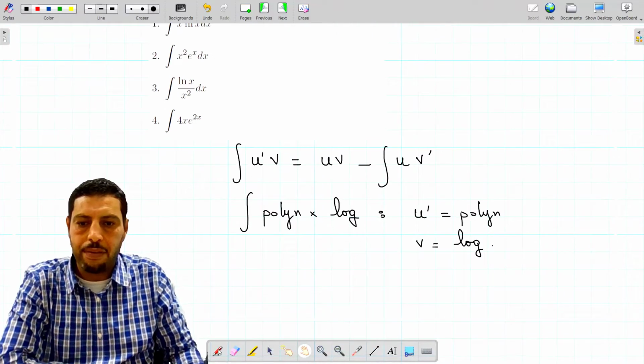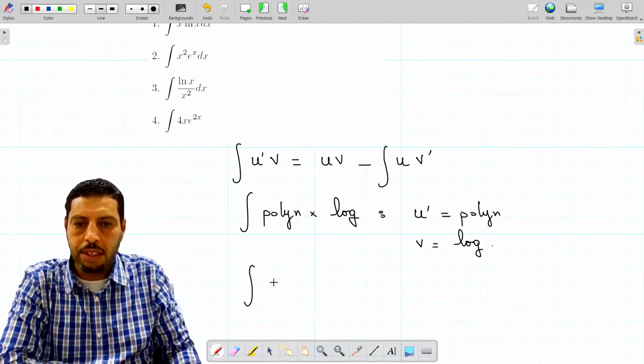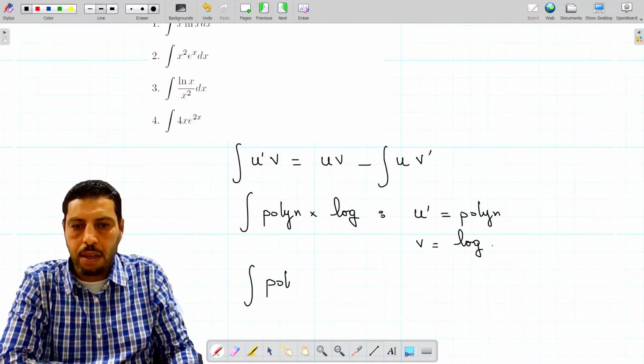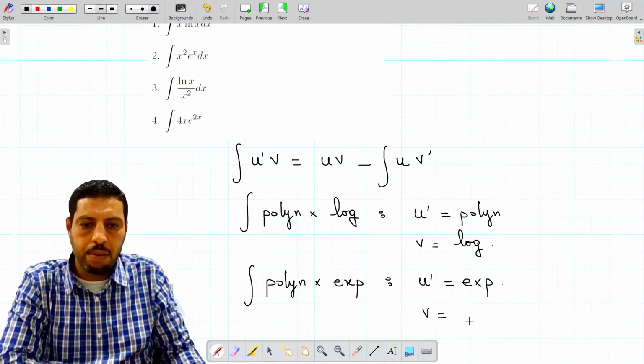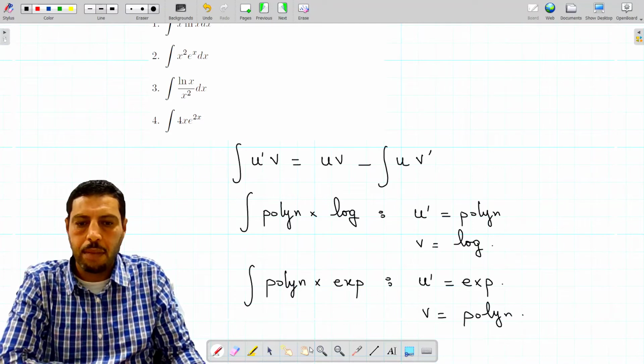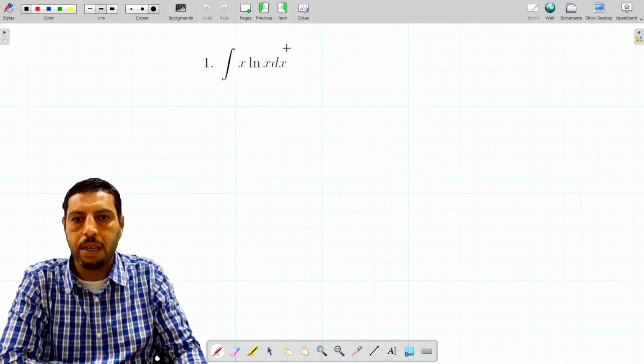Now, if you have the integral of a polynomial function times an exponential function, then you consider u prime as the exponential function and v as the polynomial function. Okay? Now, let's try with the first one.